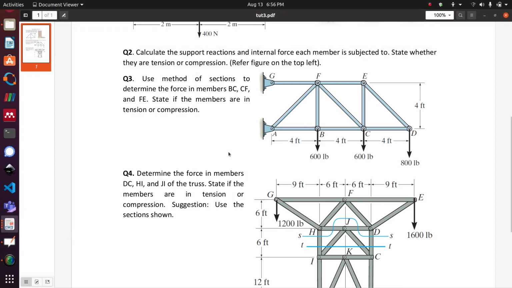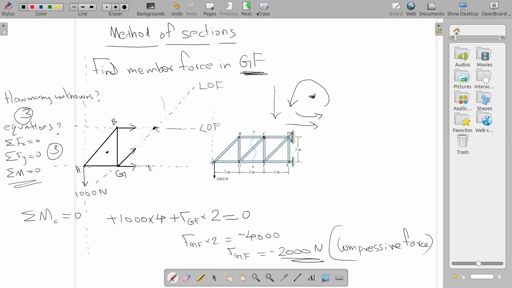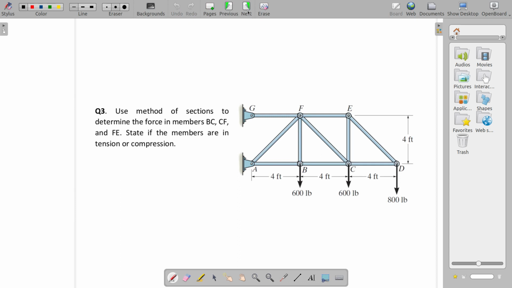So I'll try to give you some help for question 3 and question 4, and you have to do it yourself. So this is question number 3. Here, what is the question? Use method of sections to determine the forces in members BC, CF and FE. State if the members are in tension or compression.